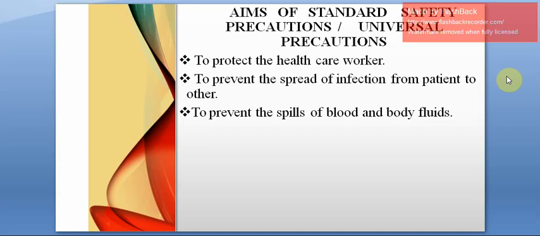Okay, so universal precautions will protect the healthcare worker. Secondly, it will also protect the patients. It will prevent the spread of infection. Then it will protect the clothing of the healthcare worker. Then it inspires the person to use personal protective equipments, that is PPE. Okay, so why are we using PPE? One is to prevent the spill of blood and body fluids. Okay, so these are the main aims why you are using the standard safety precaution.